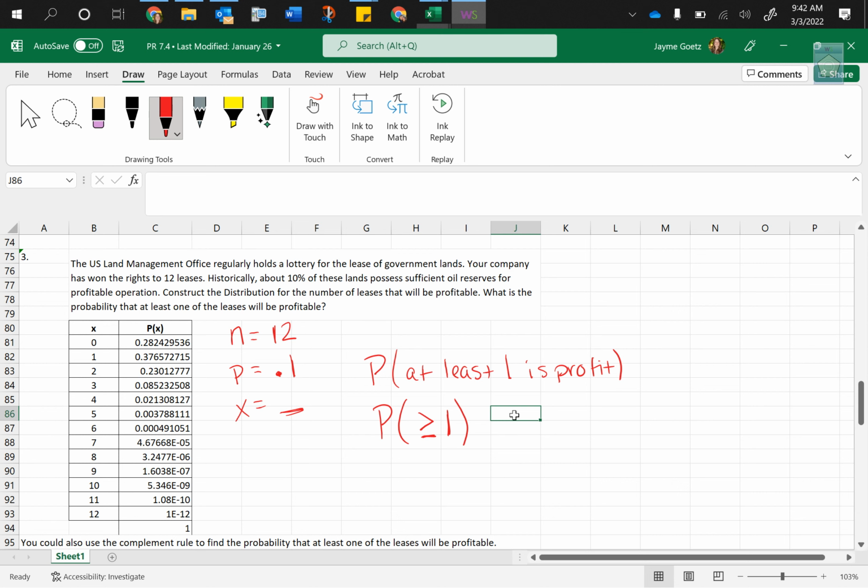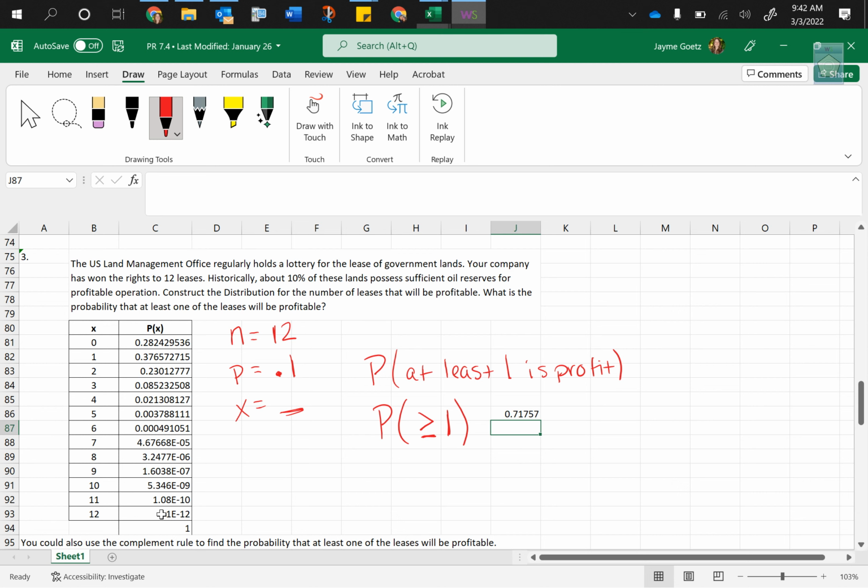So what we're going to do is hit equals. And I want the sum of all of the probabilities starting with what number? 1. And I'm going to go from 1 all the way to 12. And you should get about 0.72.